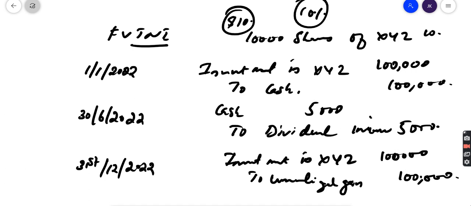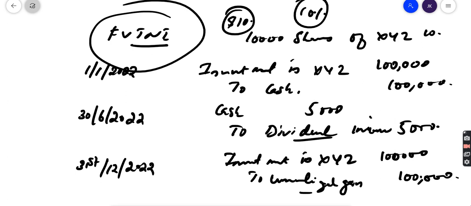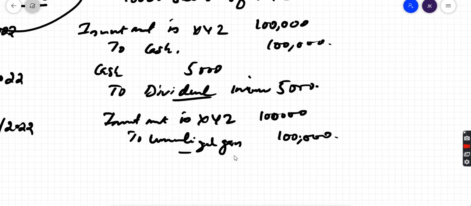So this is the first entry when you buy the investment. This is when you get a dividend. This is to adjust your fair valuation at the end of the year. Fair enough, right? So that's about the fair value through net income method, or cost method, we call it.